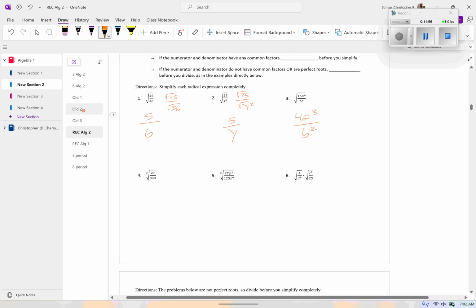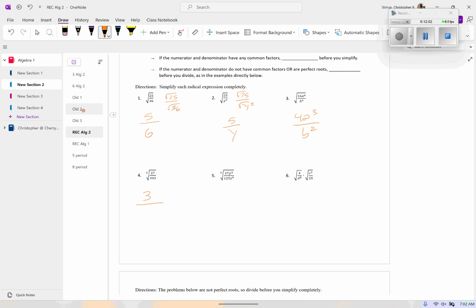Number 4, the third root of 27 is 3. The third root of 343 is 7, so I'm just going to get 3 over 7 there, because 343 is 7 times 7 times 7. The third root of 27 is 3. The third root of y to the third is just y. The third root of 125 is 5. The third root of z to the ninth, well, 3 goes into 9 3 times, so z to the third. Done.